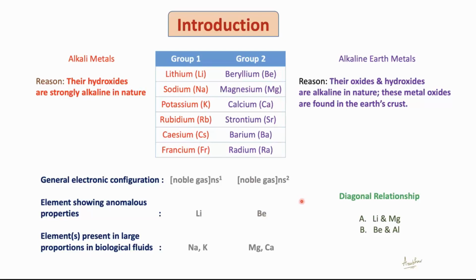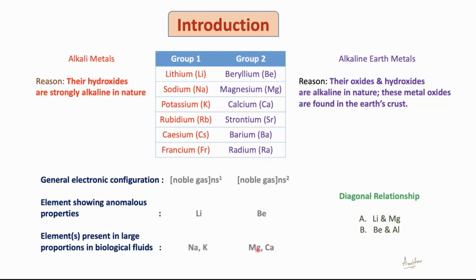They are distinct from the other elements of the same group. Among all these elements, the second and third, like sodium and potassium in case of group 1 and magnesium and calcium in case of group 2, are present in some large proportion in the biological fluid system. So in our body, these elements are found.